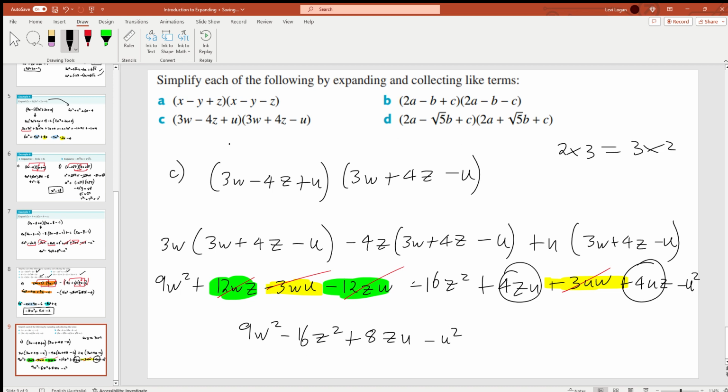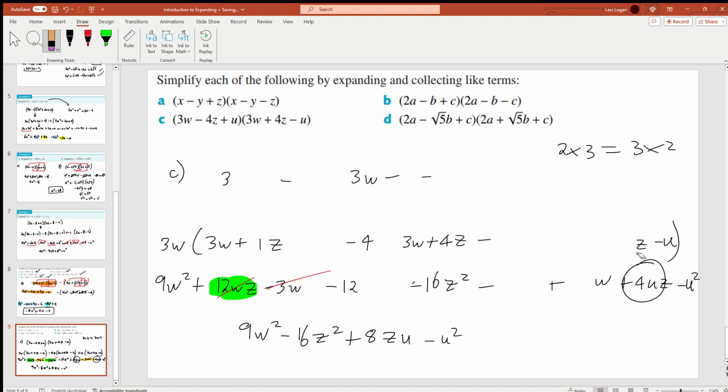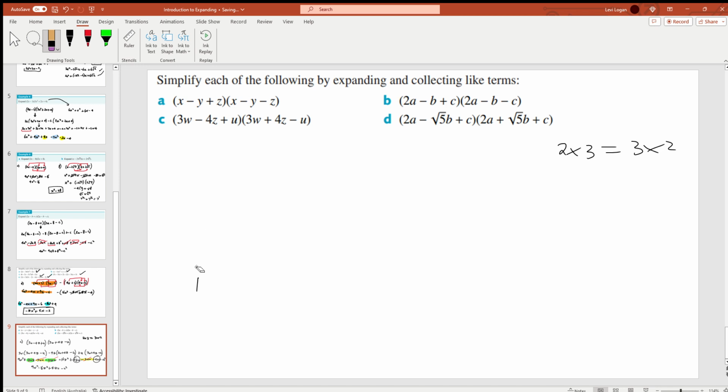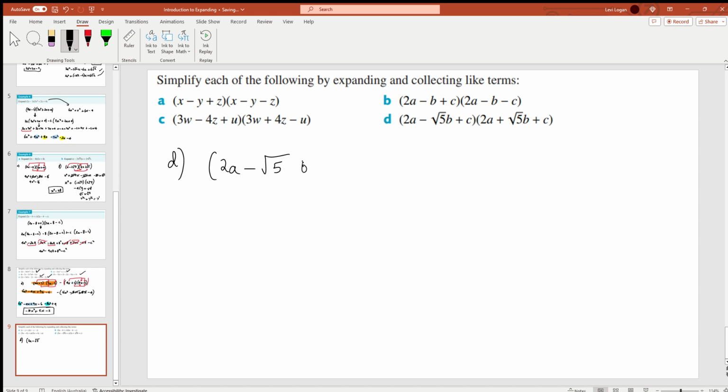Let's take a look at the final one of this video. Now this one looks a bit complicated because it's got surds, but it's exactly the same process as before. And you'll see, it's not that much harder. The only thing that's different is that square root sign. But we can break that down easily with index laws. So, D: (2a minus square root of 5b plus c) multiplied by (2a plus the square root of 5b plus c).